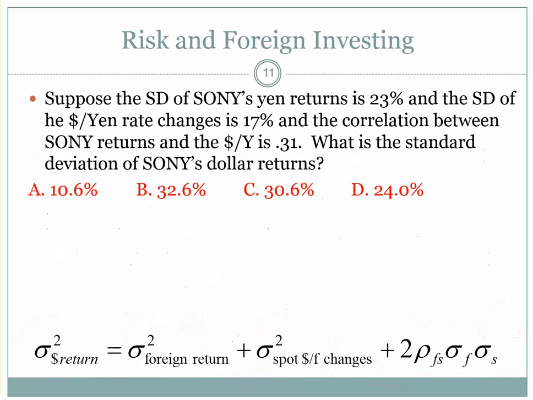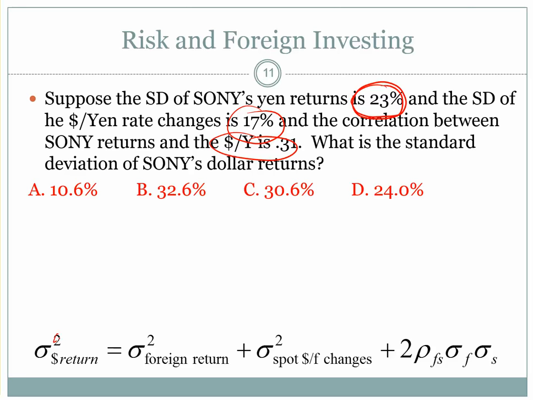So I can now calculate this problem. The standard deviation of Sony for a Japanese investor is 23%. So if they just look at the standard deviation of yen returns, and I know the standard deviation of the yen, let's say the dollar price of the yen changes, is 17%, and the correlation between these two factors is 0.31. I can calculate the standard deviation for an American holding Sony stock.